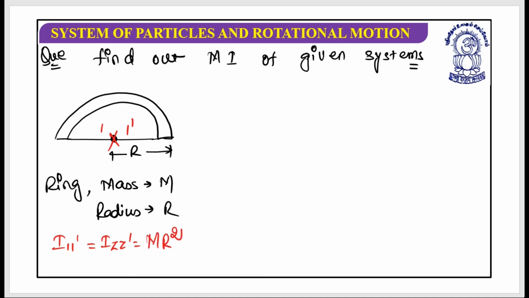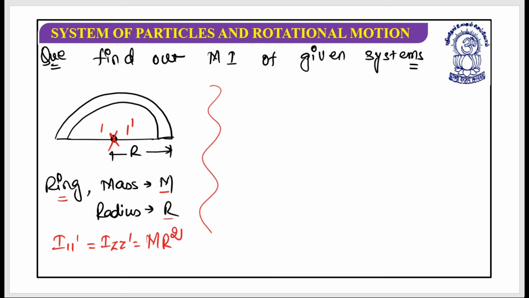Now, please understand that you are not supposed to say, sir, this is half of the ring, so I am supposed to divide it by 2. No, it is not possible, because when the data has been given, they have mentioned that this is a ring having mass m and radius r. For this ring they assume that this segment has a mass m, and its moment of inertia would be equal to mr square. I hope this is clear.